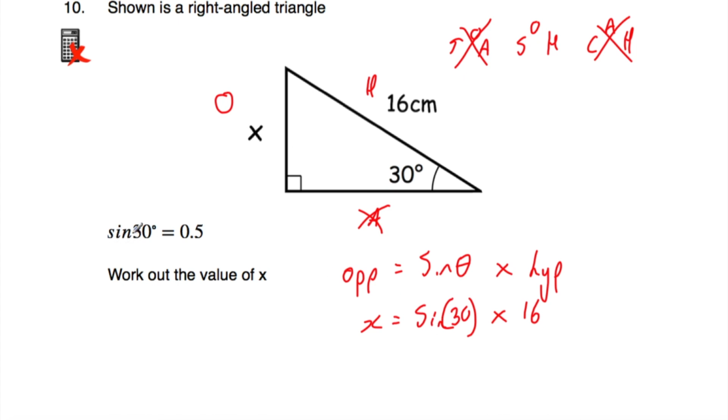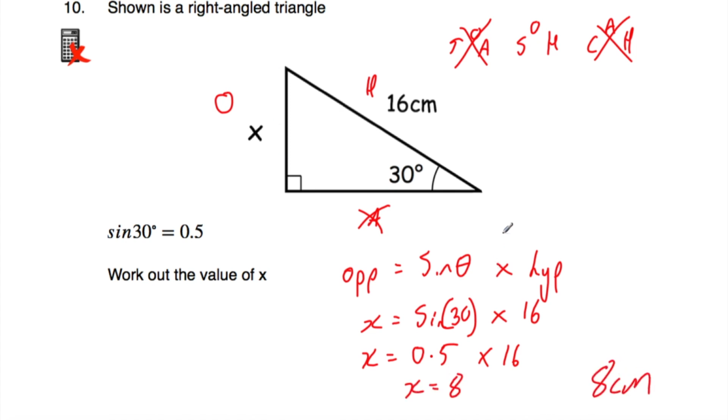But here we're told it's a non-calculator question, and we're told the sine of 30 is 0.5. So we get that x is equal to the sine of 30, which is 0.5, times 16. So to find x, we're just going to do 0.5, which is a half, times 16. And a half of 16 is 8, or if you had 16 halves, that's equal to 8. So that means x is equal to 8, so the length of the side is 8 centimeters.